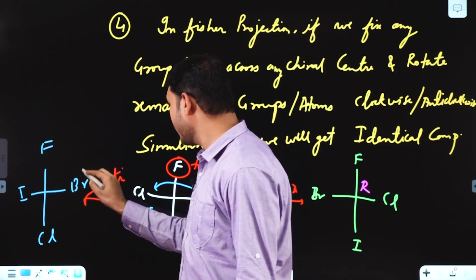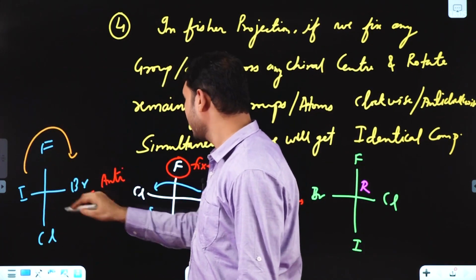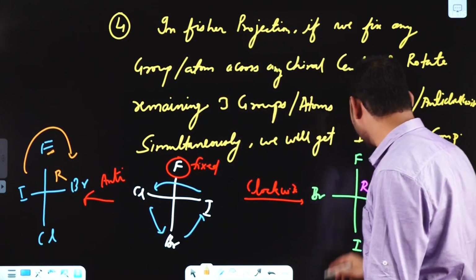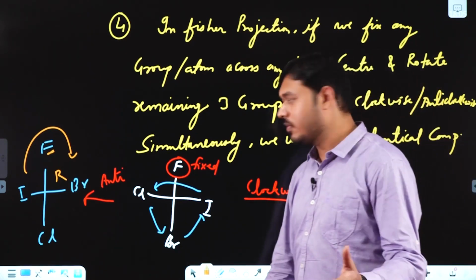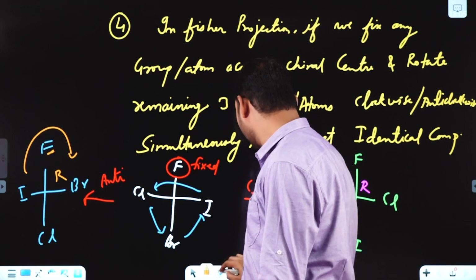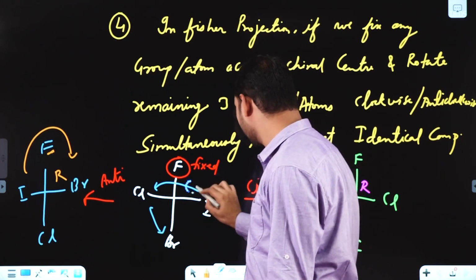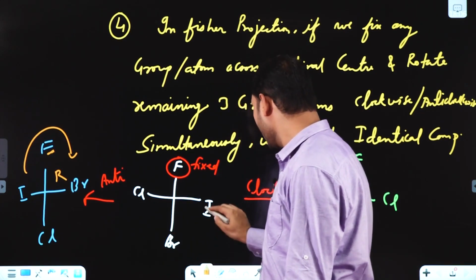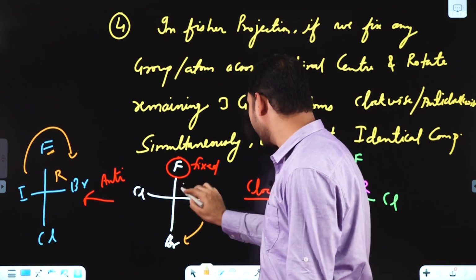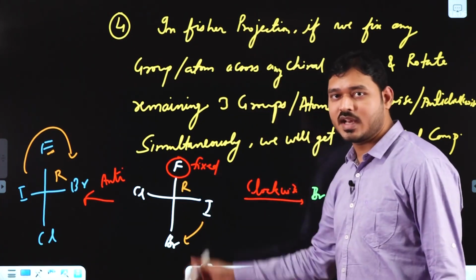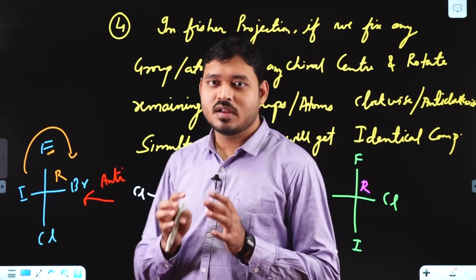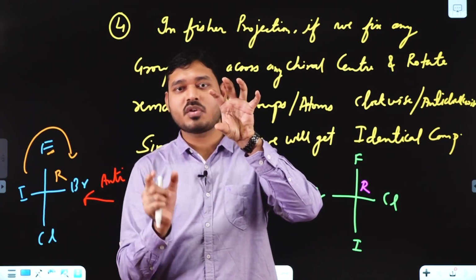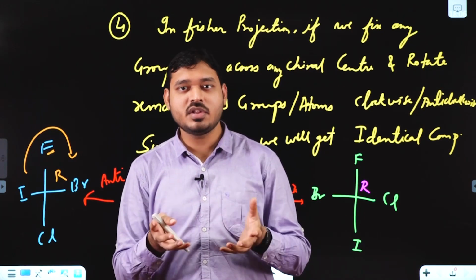Iodine towards bromine, clockwise it has R, because fluorine is on vertical only, so it has R configuration, and this also has R configuration. Now you can check simply here. Iodine towards bromine, clockwise it also has R configuration, so all three are the same. So you can see that in a Fischer projection, if you fix one part and rotate the remaining part clockwise or anti-clockwise simultaneously, then you will get an identical compound.